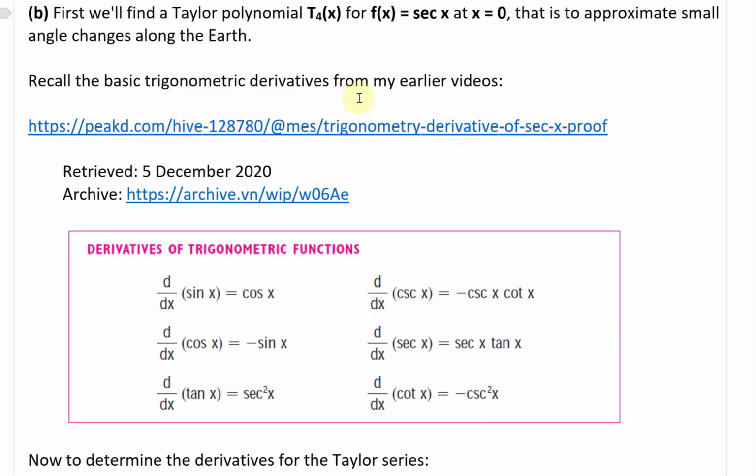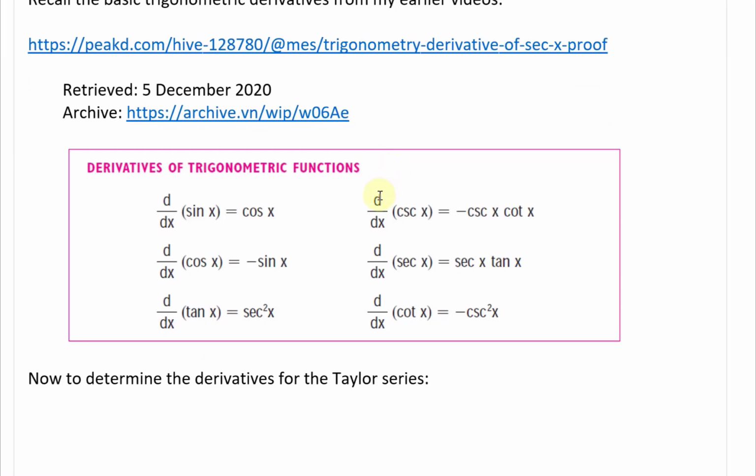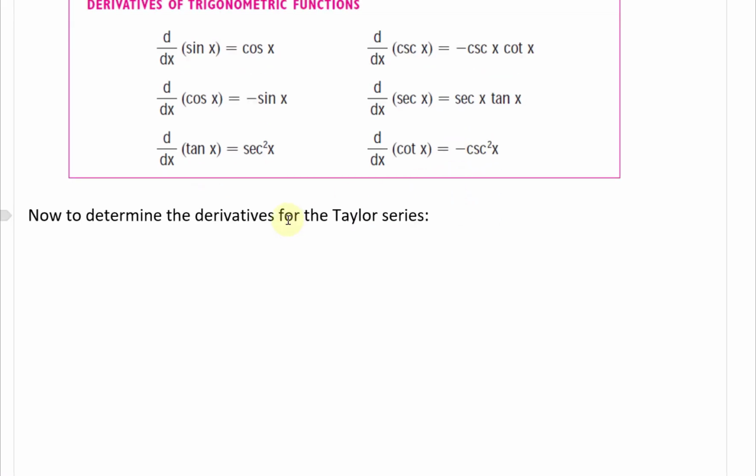So recall the basic trigonometric derivatives from my earlier videos, because we're going to have to take some derivatives. The derivative d over dx of secant of x is equal to secant x tan x. And then the derivative of tan, because we're going to need that, is going to be secant squared. Similar to the hyperbolic tangent, but this one has no negative sign there. So now to determine the derivatives for the Taylor series, let's write this out. We have f of x equals secant of x.